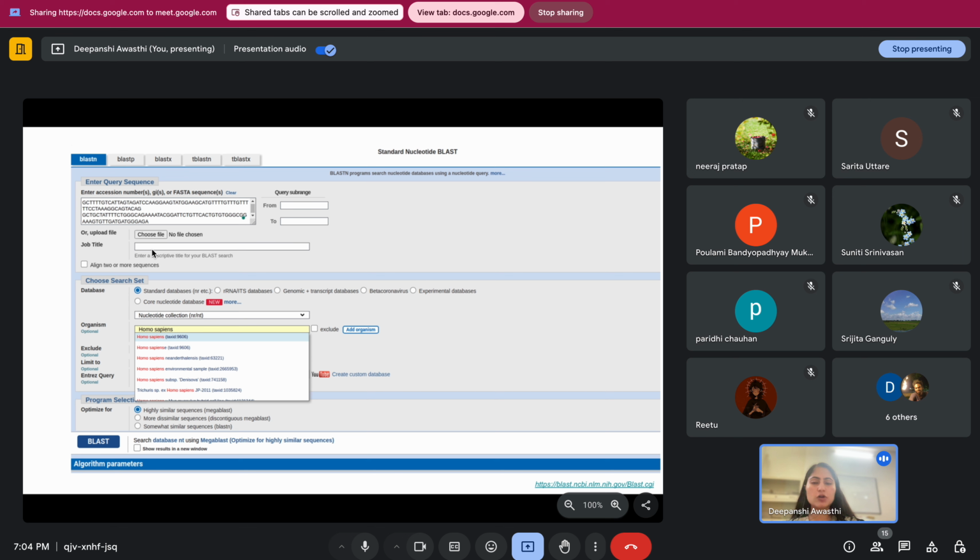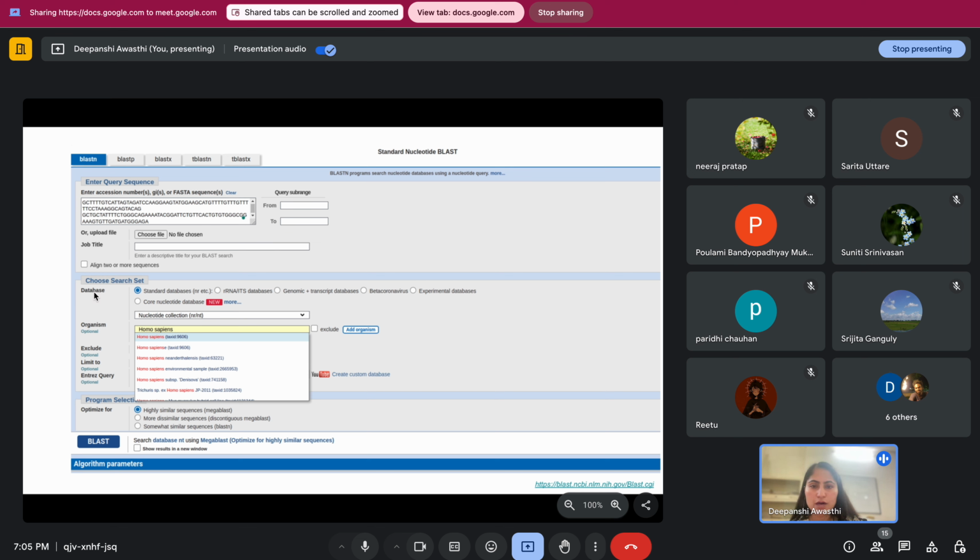You can also give the job title if you want, because in some cases the sequences are very large and it is not getting blasted early. In that case you can give a job title and make sure that the output or the result is further given to your email address. So you can also give your email address in this, so that the results will be provided to you through email.